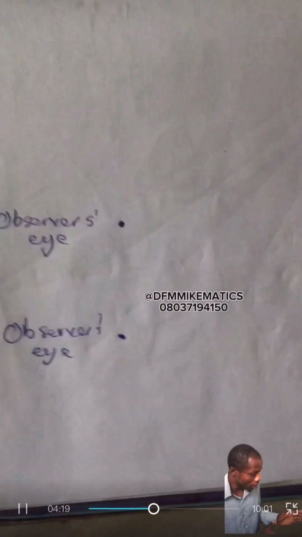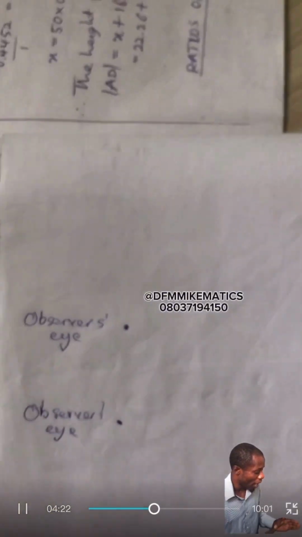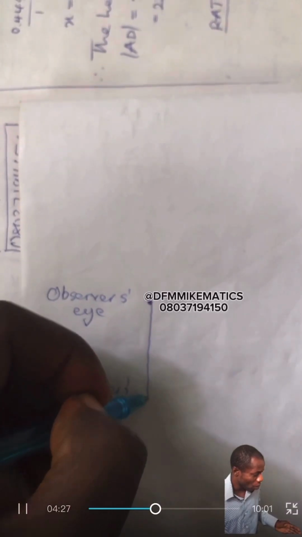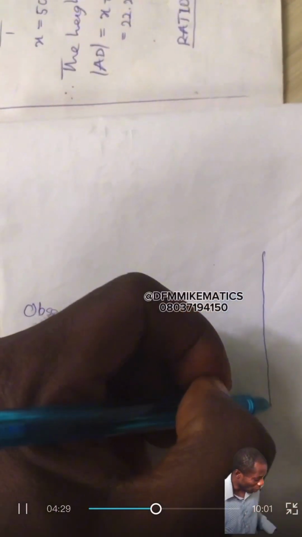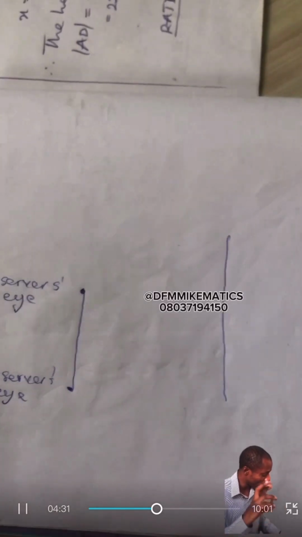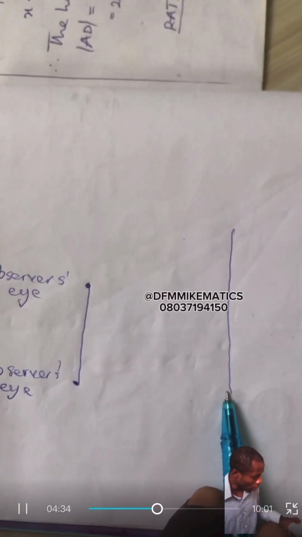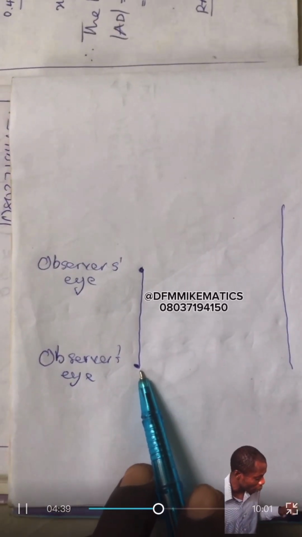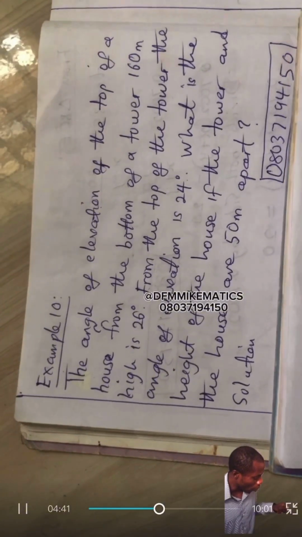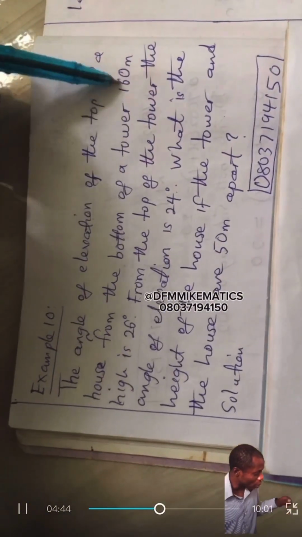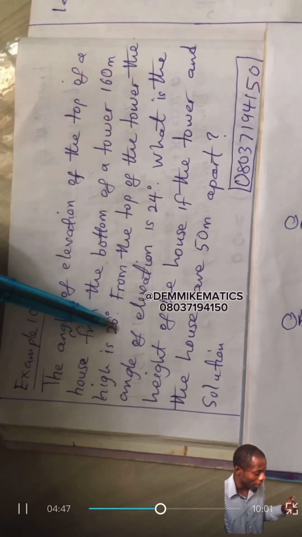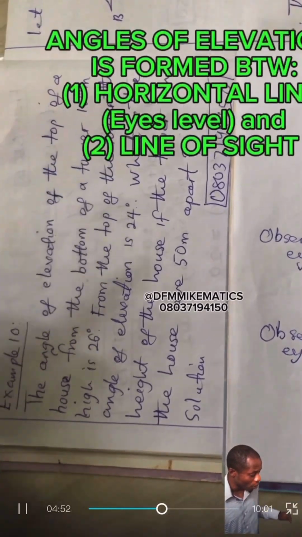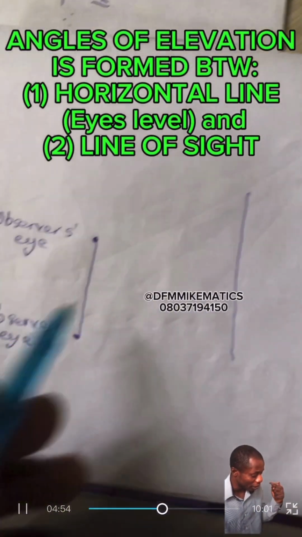Now listen very well. Since they mentioned tower and house, you draw two vertical lines apart. One will be taller than the other. The taller one represents the house, and the shorter one represents the tower. Now go back to the question. They give us two angles of elevation, one at the bottom of the tower, the other at the top of the tower. But do not forget that under angle of elevation, you must draw a horizontal line which represents the eye level.